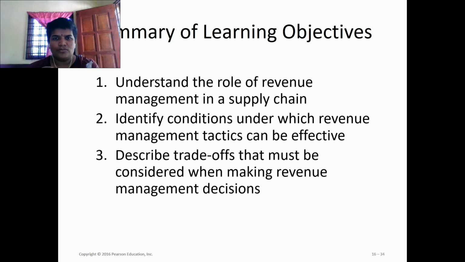So we are already at the end of this chapter. I assume and I believe that students are able to understand the role of revenue management in supply chain, identify the conditions under which revenue management tactics can be effective, and describe trade-offs that must be considered when making revenue management decisions.